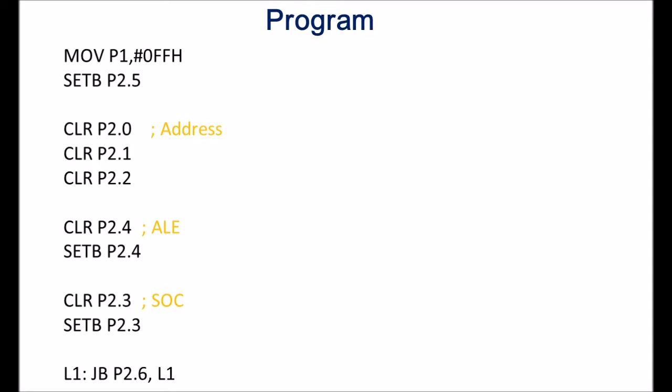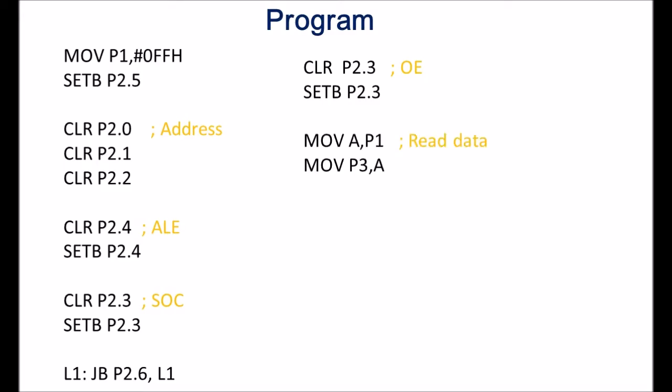For that, we have to send again a low to high pulse. So we'll clear P2.5 and then set P2.5. Now the digital output is available on port P1. We'll read it. For that we'll use the instruction MOV A, P1. So read the data from P1, send it to the accumulator, and now send this accumulator data on port P3 where the LEDs are connected. So according to this data, the LEDs will glow or remain off.